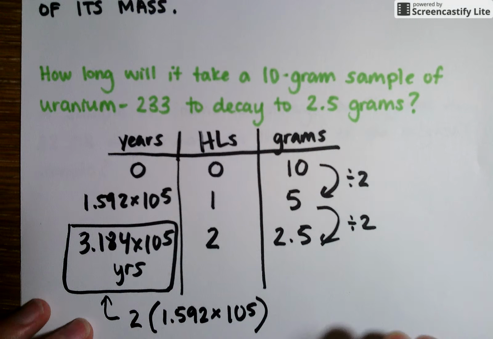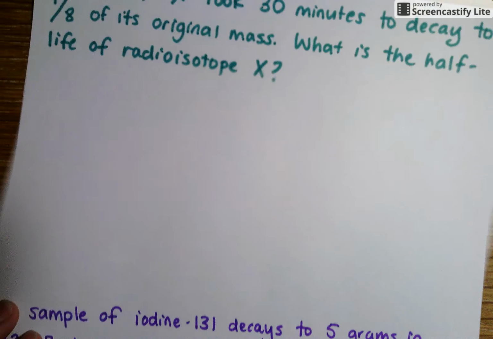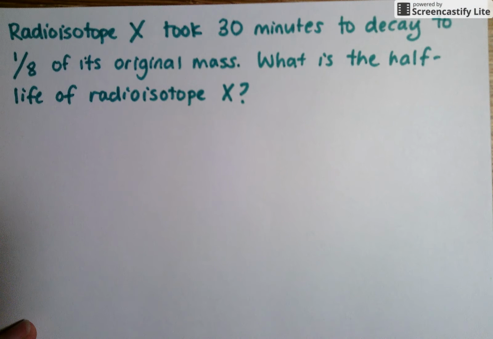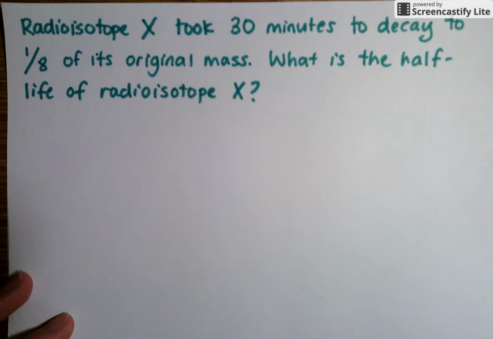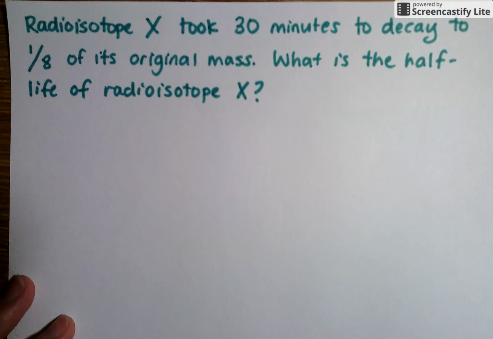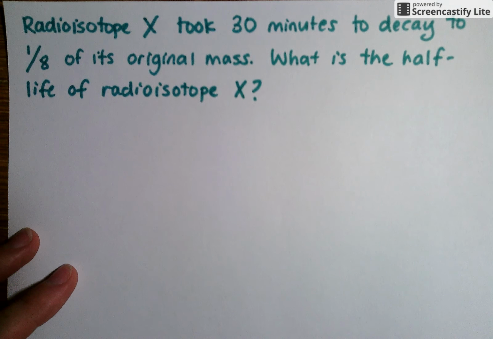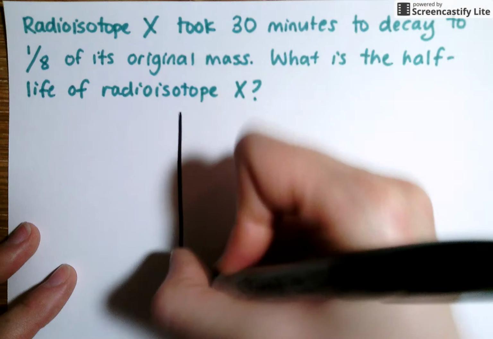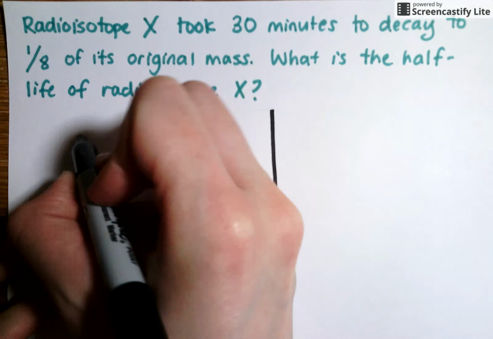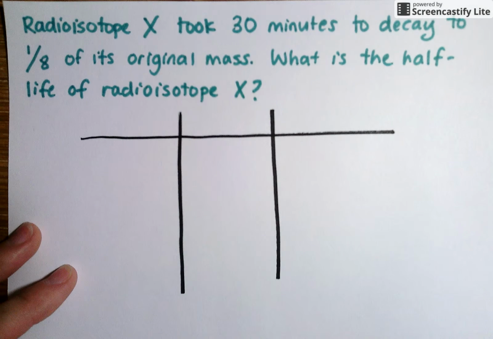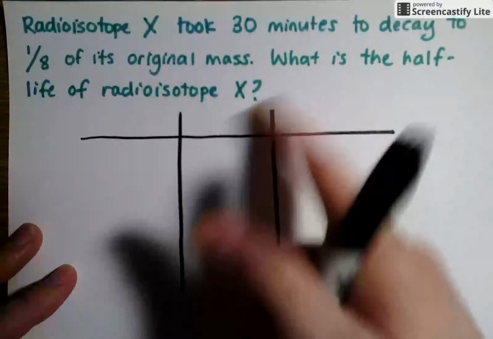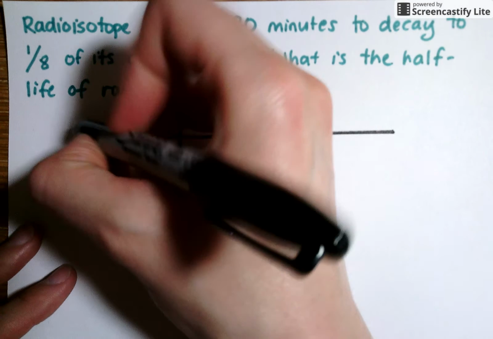All right, let's try another problem. Here we've got an unknown radioisotope X, and it takes radioisotope X 30 minutes to decay to 1/8 of its original mass. I want to know what the half-life of radioisotope X is. So I'm going to, again, set up the same table. Lots of methods to solve these types of problems, but this is the one that works for me. I'm going to keep track of time over here, so it looks like I'm dealing with stuff in minutes.